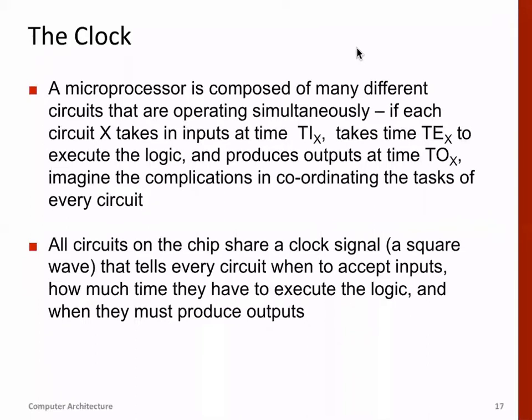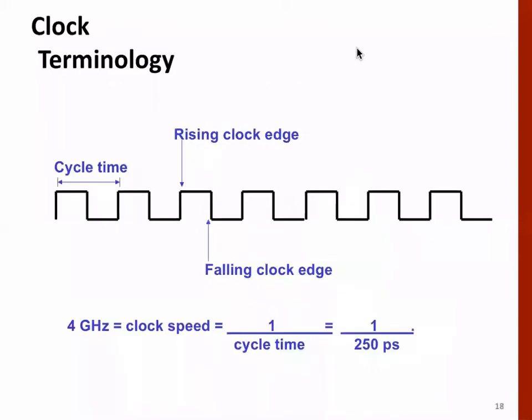At the right time. So something that we need is a clock, and the clock tells every circuit when to accept input, how much time they have to execute the logic, and when they can produce output. It's something like this, right? I mean, you know all about the clock. So this is a clock, and what we have here is a cycle time. Now within this cycle time, certain operations have to happen. All right.